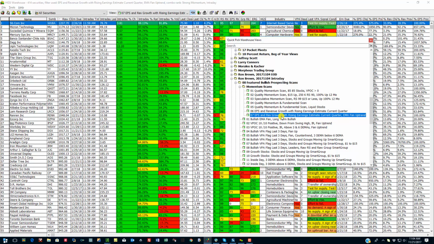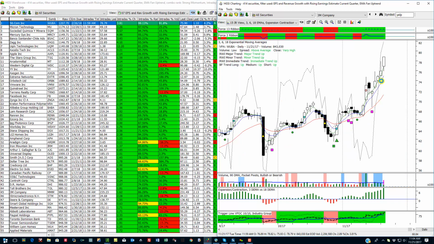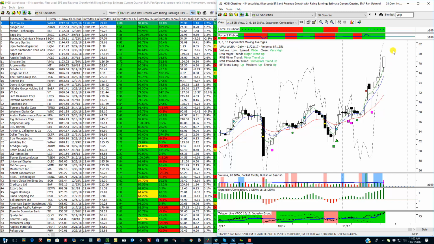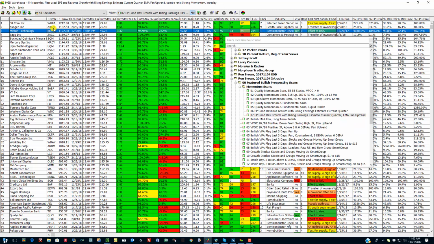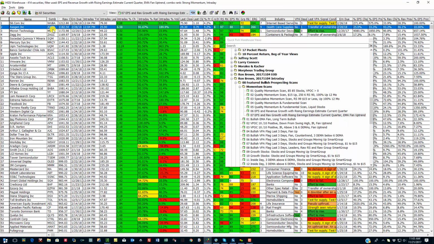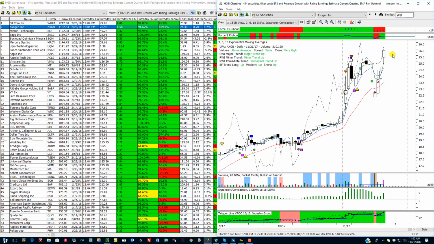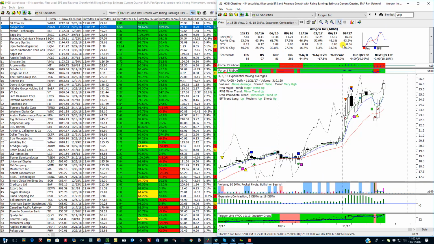Now here is EPS and revenue growth with rising earning estimates for the current quarter with a fan uptrend. And here's WUBA. I mean, here was a test for supply, and it shot up from there. Now notice that MU was number 2, and then it updated, and AXGN moved up to number 2. And you can see that, well, let's just look at this. Negative earnings, but improving once again.